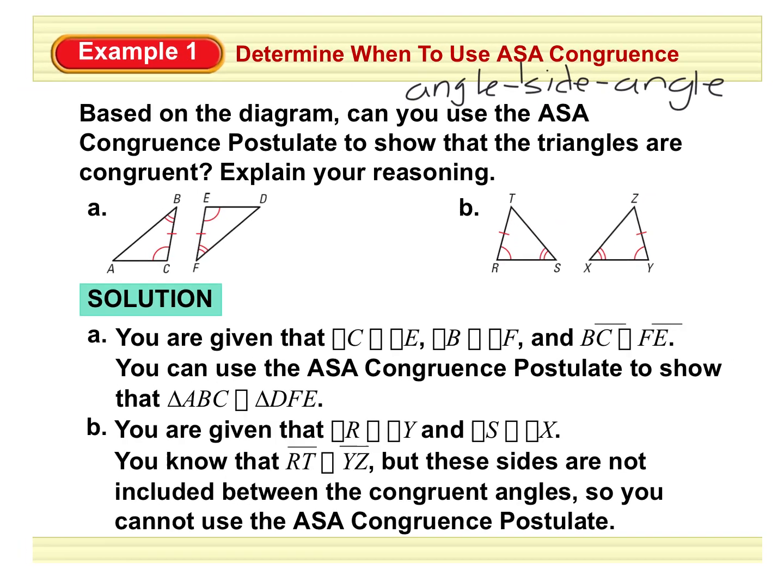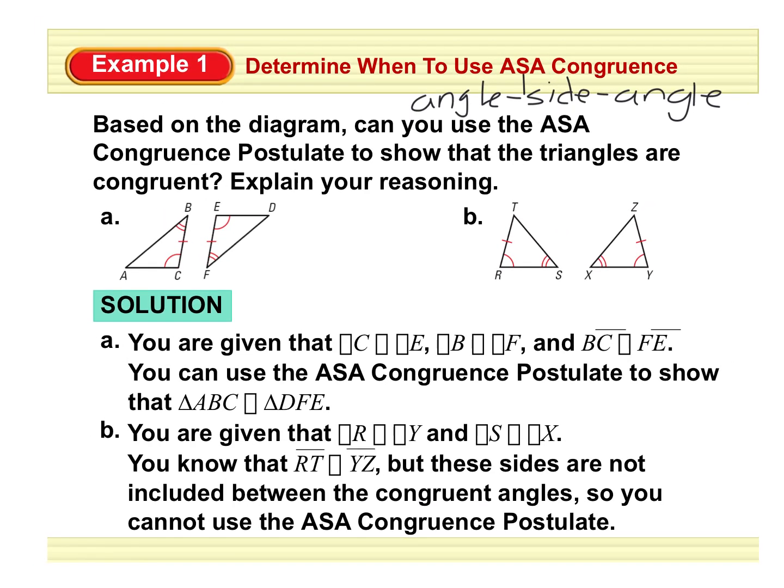Okay, so what was special? Side, side, side was pretty simple, right? If all sides are congruent, then it's side, side, side. What was special about side, angle, side? It had to be a side, then an angle, then a side, and they all had to be connected in that order. Same thing for angle, side, angle. You can't be jumping around the triangle.